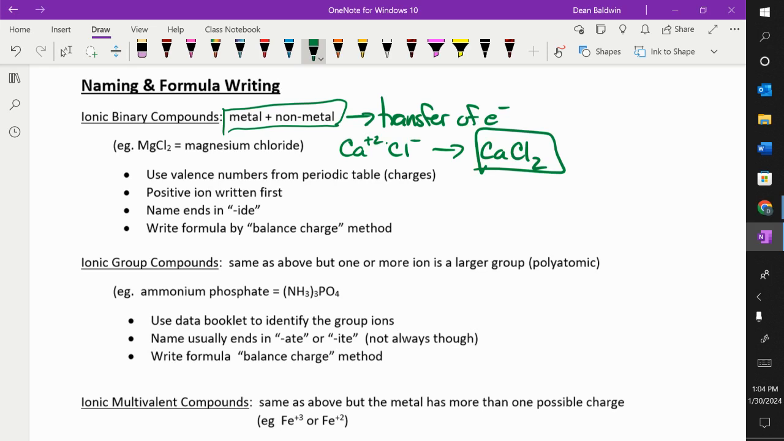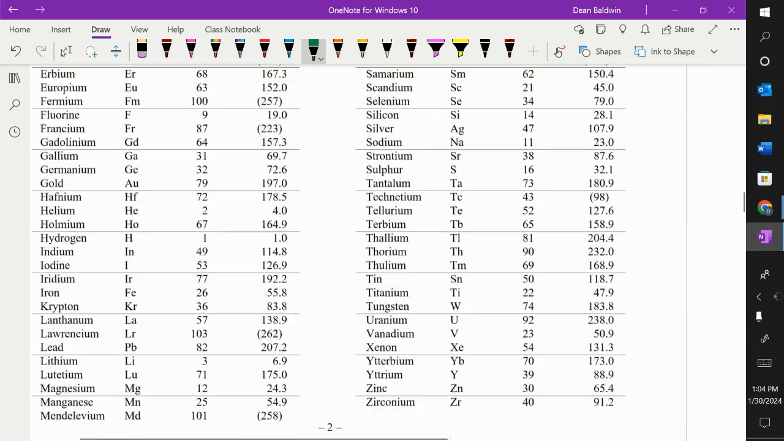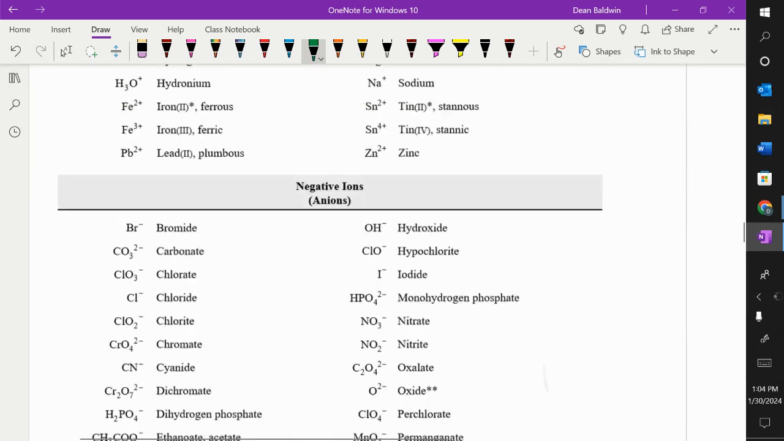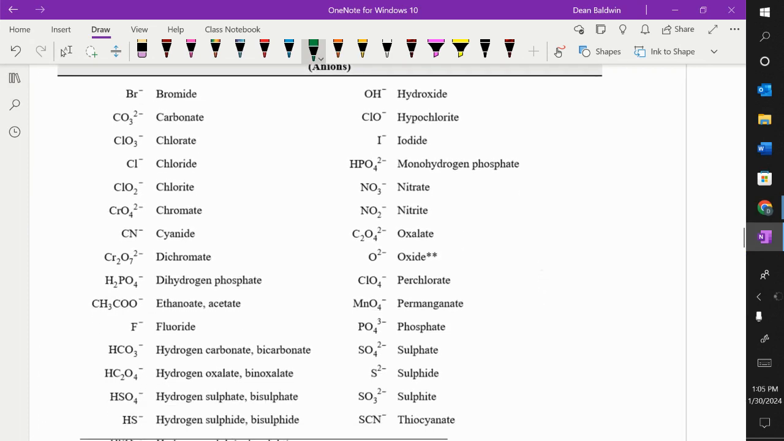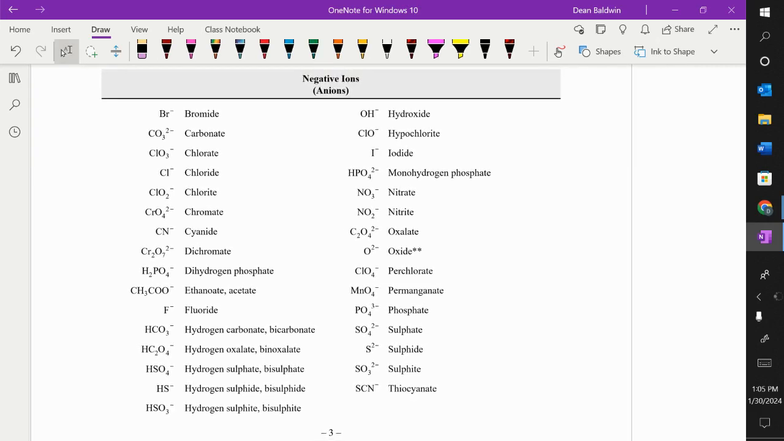Ionic group compounds, otherwise known as polyatomics. If you look in your data package, these are ionic compounds that act together. So at the bottom here, these are your polyatomics. What does poly mean? Many. It's many atoms, right?